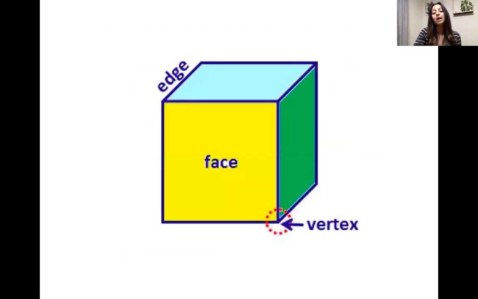So in summary, the 3 characteristics of 3D shapes are the flat surfaces or faces, the lines where 2 faces meet or the edge, and the vertex where 3 or more edges come together to form a point or a corner. Let's solve some shape riddles.